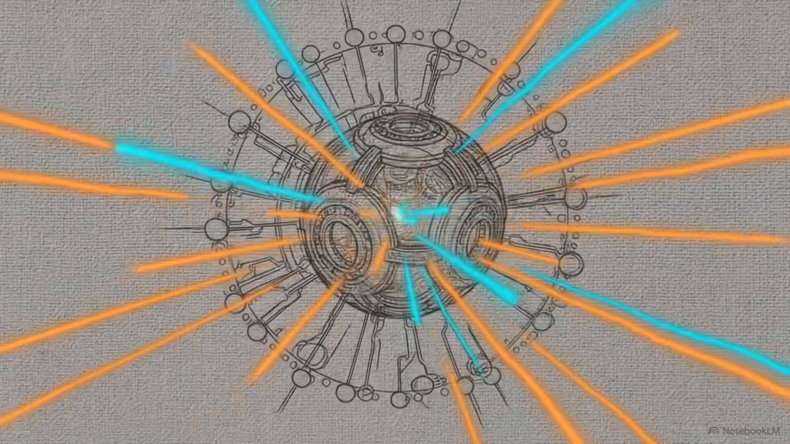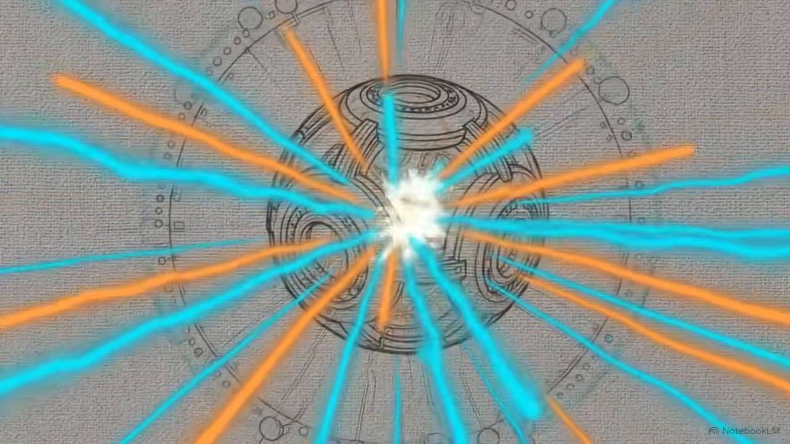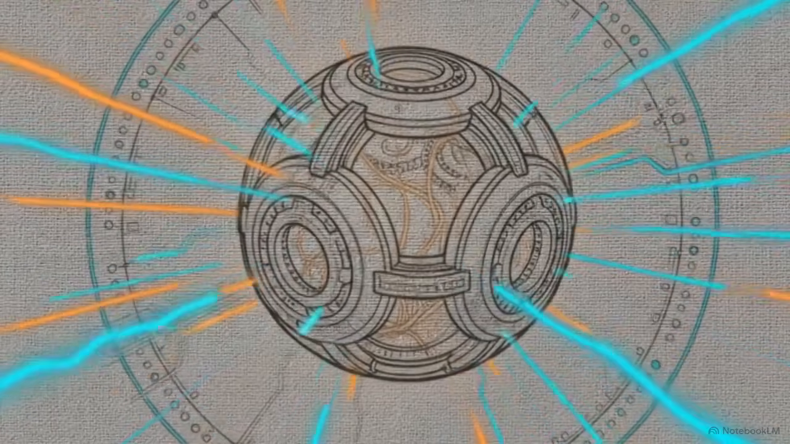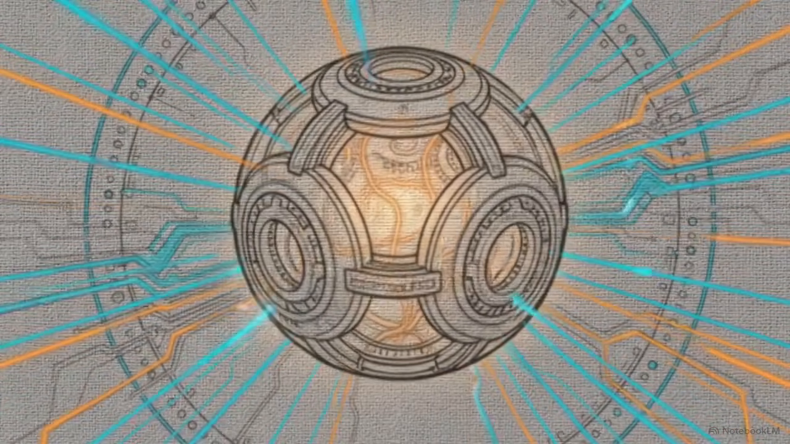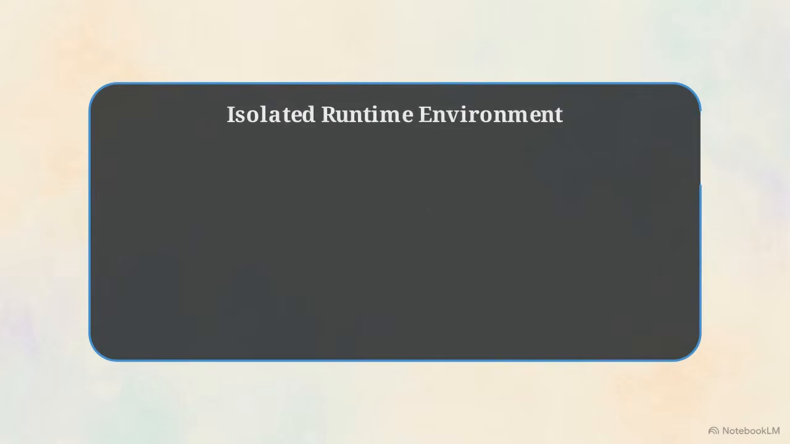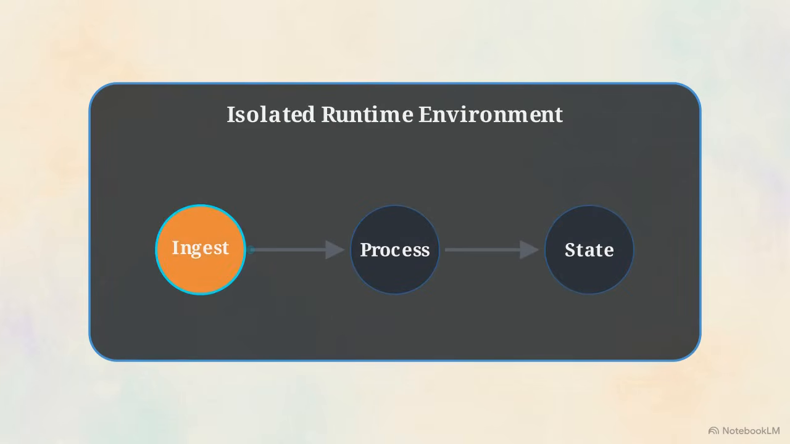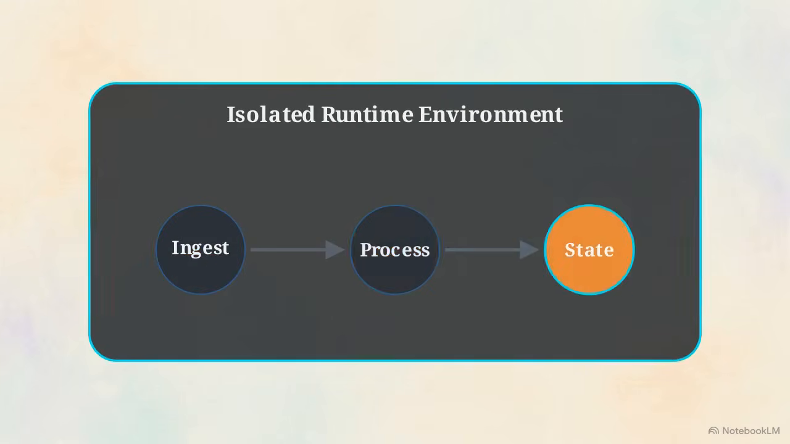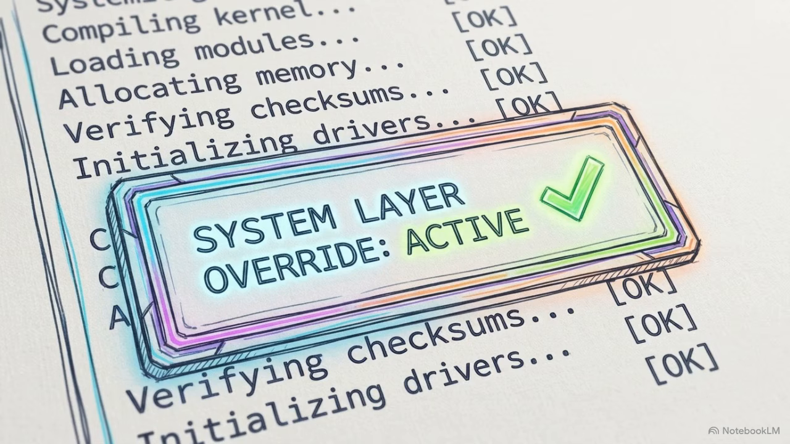This is the technical blueprint of an AI OS runtime environment. It is designed to manage deterministic on-chain operations within an isolated core, ensuring that data ingestion and state transitions happen within a single, secure environment. By executing these functions at the system layer, we eliminate the need for human intervention.